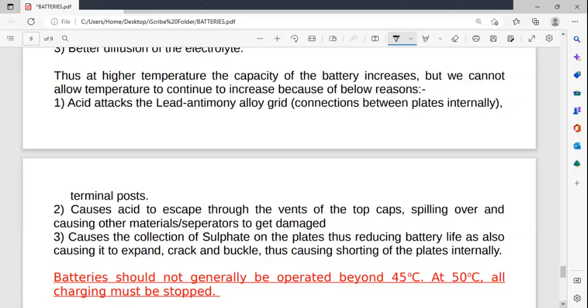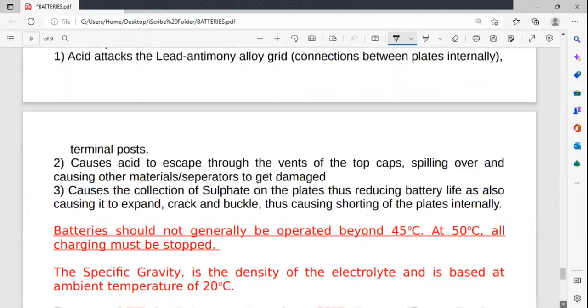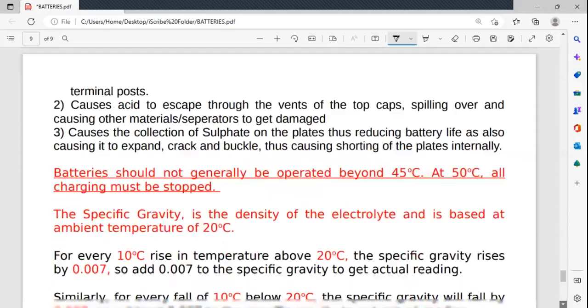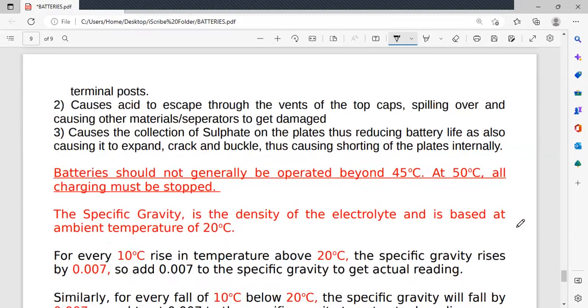What also happens is, a battery should not be operated beyond 45 degrees, and at 50 degrees, all battery charging must be stopped, whether it is trickle charge or any type of charge. Okay. Now, why is this being said?